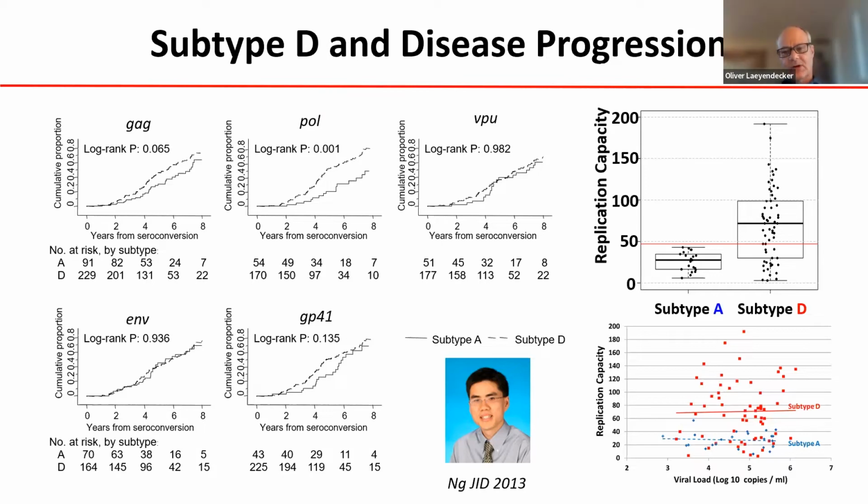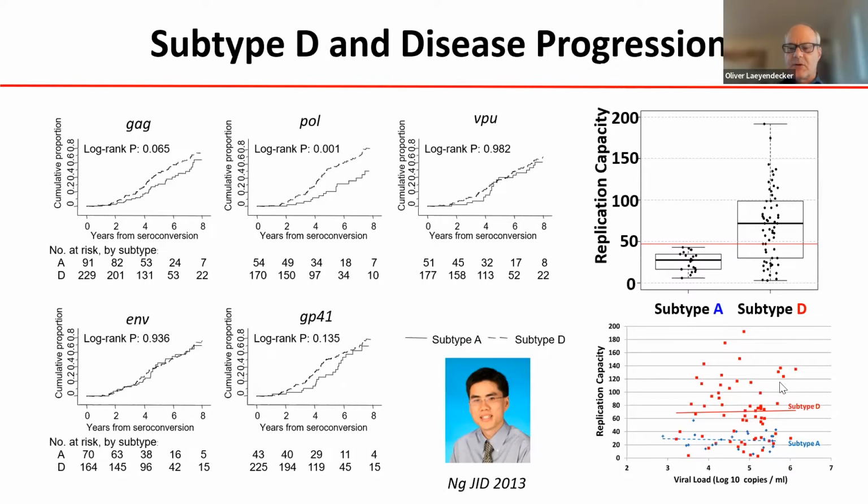And when Untek looked at, for subtype D, stratifying by high and low replication capacity, those with the highest replication capacity had a significantly higher rate of disease progression than those with lower replication capacity. The difference in replication capacity by subtype was also validated on Monogram's internal cohorts with subtype A and D. So that seems to be consistent across subtype.